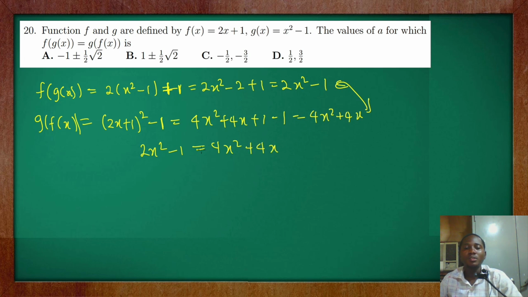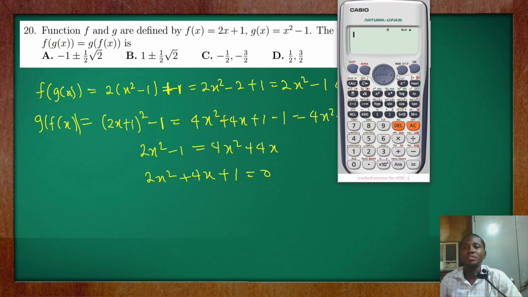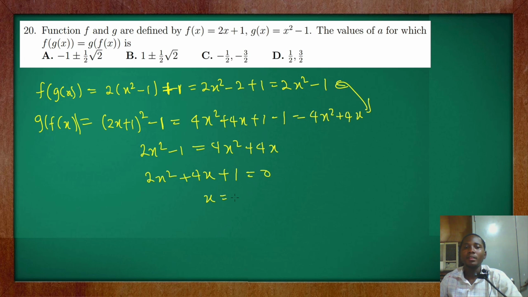Collecting like terms, we have 2x squared plus 4x plus 1 equal to 0. Let's use our calculator to do this. Press mode, press 5, and press 3, then we press 2, 4 and 1. So we have x equal to minus 1 plus or minus square root of 2 over 2. So the correct option to this question is option A. All right, let's move on to our next question.